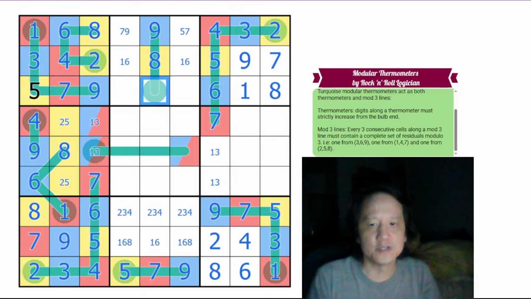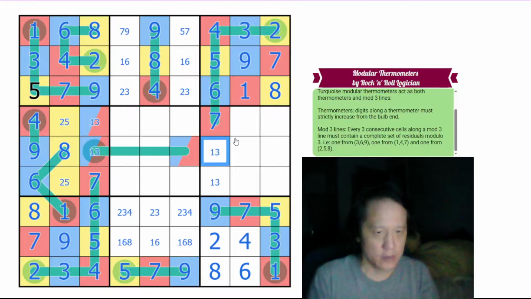That leaves this as a red. It cannot be 7. This is red also. This is yellow. Cannot be 7 or 1, so this has to be 4. That eliminates 4 here. The remaining digits in the row are 2 and 3. This is a blue. This is red. Okay.